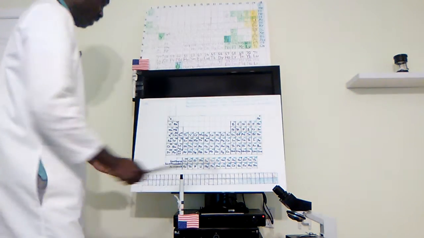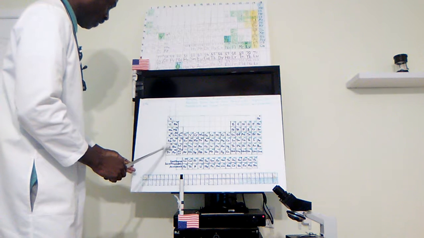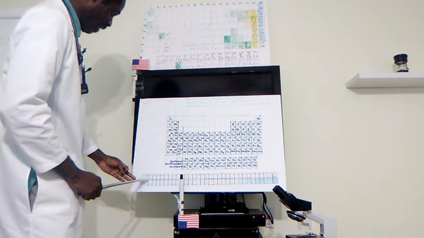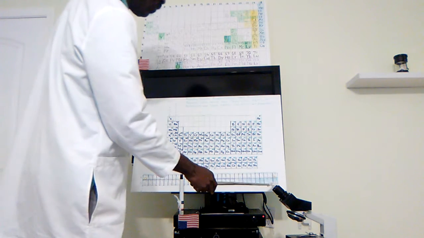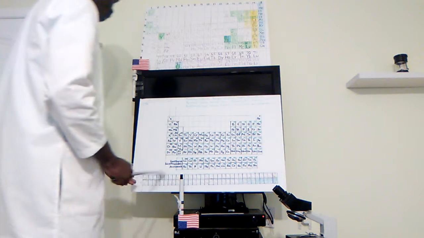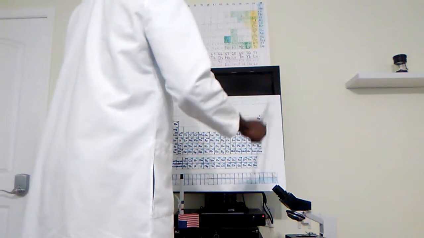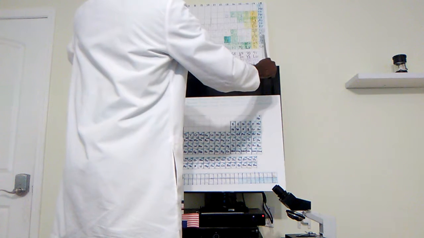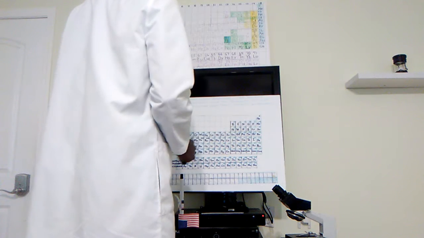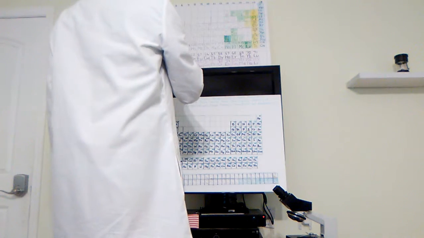The idea was that if they didn't do it this way, it would have taken up too much white space. As you notice on this one here, I've actually included in periods 6 and 7, from cesium to radon, and from francium to oganesson. You notice I did the whole extension, and this would consist of 32 groups going across. We'll stop at 18 here.